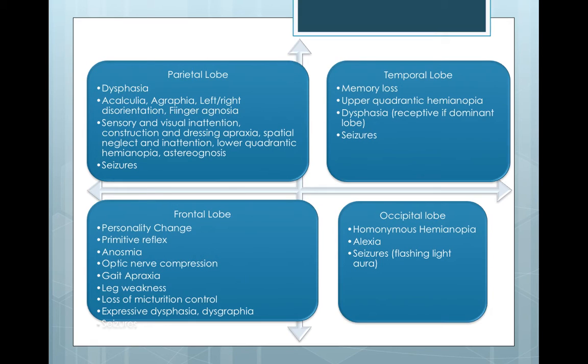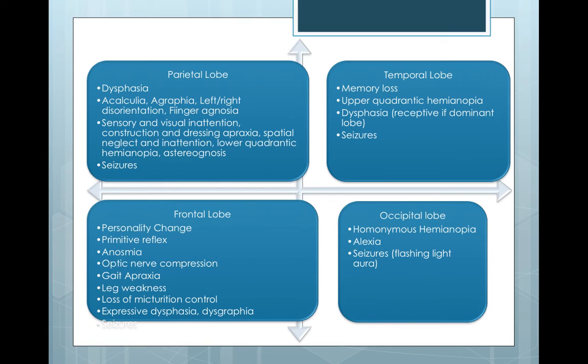So we've got the parietal lobe, which is things such as dysphasia, acalculia, agraphia, left-right disorientation, finger agnosia, being the dominant side, and then other non-dominant sides or non-localizing things such as sensory and visual inattention, construction and dressing apraxia, spatial neglect and inattention, lower quadrant hemianopia, astereognosis, and then seizures. Temporal lobe has problems with memory loss, upper quadrant anopia, dysphasia, and seizures.